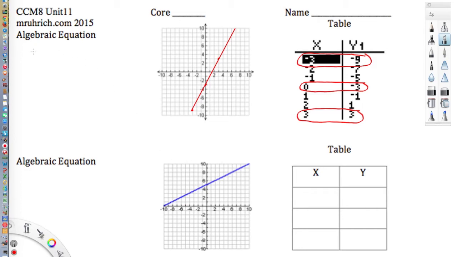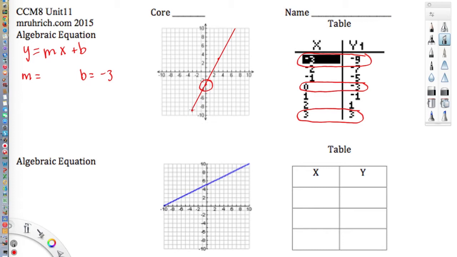To find the algebraic equation of this line, you have to remember we want to put it in slope-intercept form, which is y = mx + b. We want to ask ourselves what our slope, m, is, and what our b, which is our y-intercept, will be. Our b, or y-intercept, is right here, which is -3. And our slope is our rise over run.